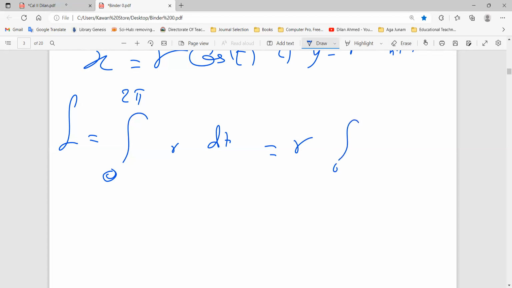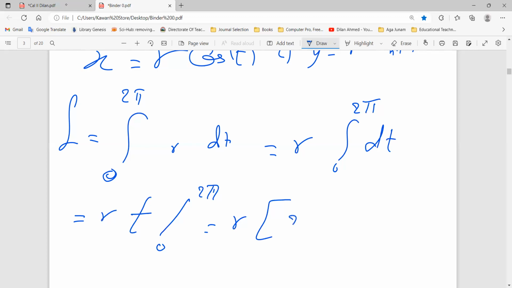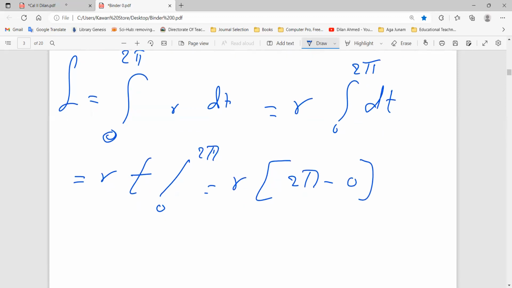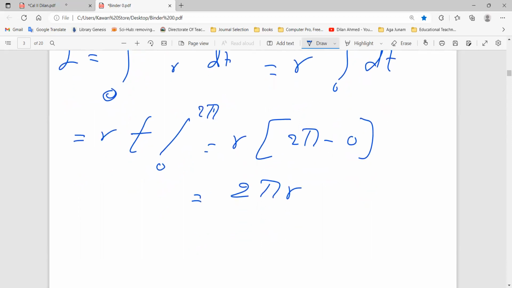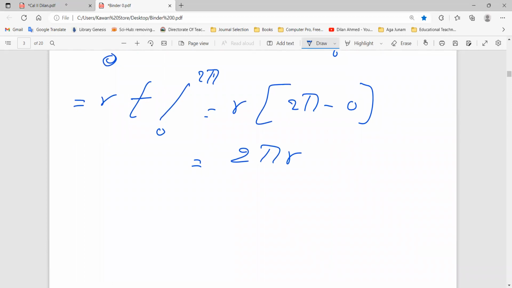So we have the integral from 0 to 2 pi of dt. How do we solve it? We will get only t. But I don't say plus c. Why? Because I have limits from 0 to 2 pi. And it changes to r t from 0 to 2 pi, which is 2 pi minus 0. And I'll get 2 pi r. Understood?